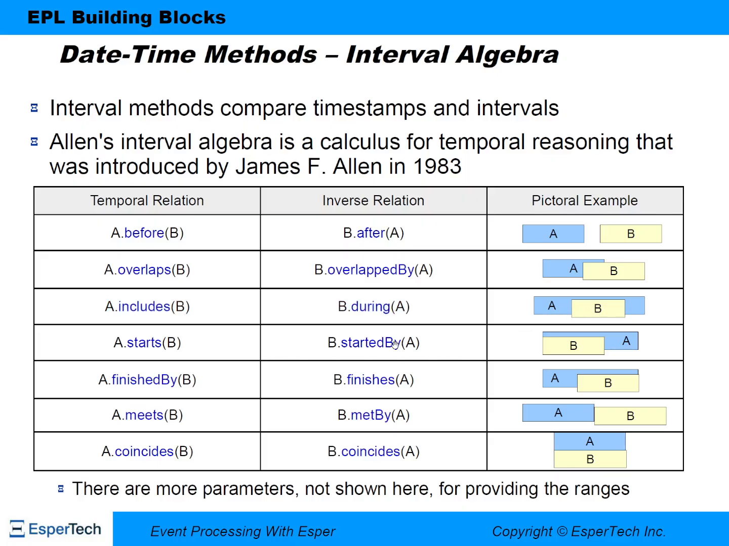In row 4, the starts and the started by method check whether an interval starts when another interval starts. In row 5, the finished by and the finishes method check whether an interval ends when another interval ends. In row 6, the meets and the met by method check whether an interval's end meets another interval's start. In row 7, the coincides method is equivalent to equals. There are more parameters, not shown here, for providing the ranges.